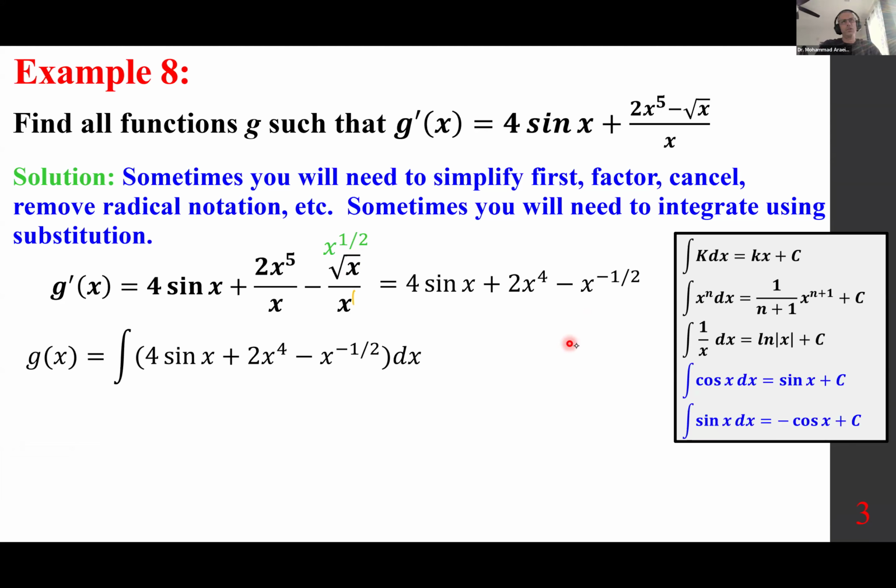We're going to integrate term by term, in the same manner as differentiating term by term. For the first one, remember, the derivative of sine is cosine, so the integral is negative: minus 4 cosine x. Then we use the power rule, 1 over n plus 1. We add 1 to 4 and it becomes 5, so 2 over 5 x to the power of 5. Same thing here: minus 1 over negative 1/2 plus 1, x to the power of negative 1/2 plus 1. There is nothing else. Now we add a constant at the end.